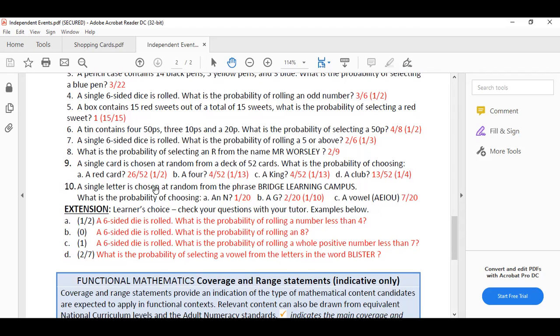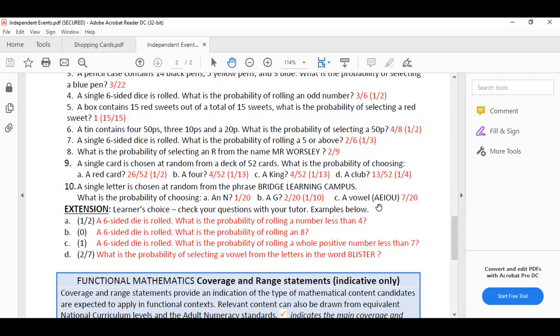A single letter is chosen at random from the phrase Bridge Learning Campus. What is the probability of choosing an N? It's 1 out of 20 letters. Actually, I do apologize. I disagree with the marking sheet there. It should be 2 out of 20, as there are 2 N's. A G. 2 out of 20. Yeah, you've got G in Bridge and G at the end of Learning.